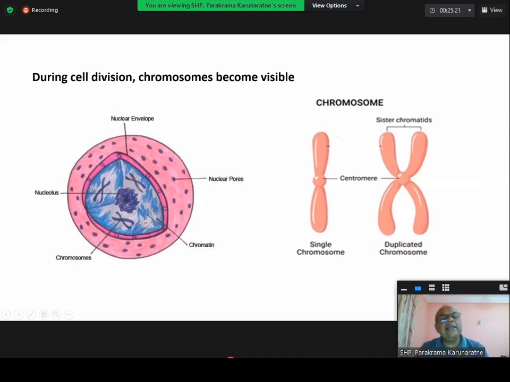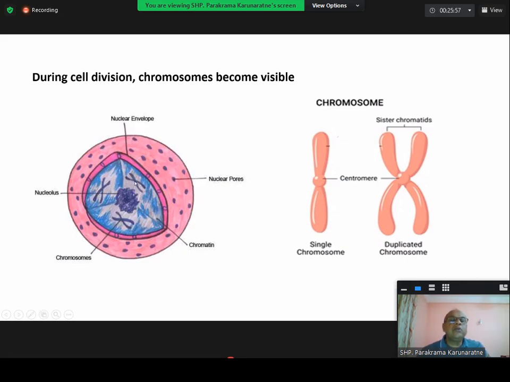So inside the cell, during cell division, you can see very clear structures like this. These are chromatin, now condensed chromatin, concentrated condensed chromatin. Otherwise, when the cell is not dividing, these chromatins are not condensed. But during cell division, these are condensed, and we can now very clearly see chromosomes.